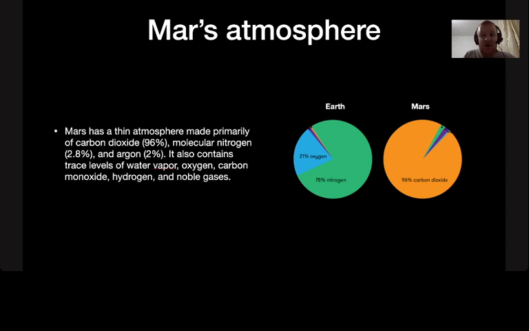It's very different compared with Earth, as you can tell on the graph here, comparing Earth and Mars. On Earth, 78% nitrogen, 21% oxygen, and very little carbon dioxide. But as for Mars, it's completely the opposite: 96% carbon dioxide in Mars's atmosphere. So very, very different compared to Earth.